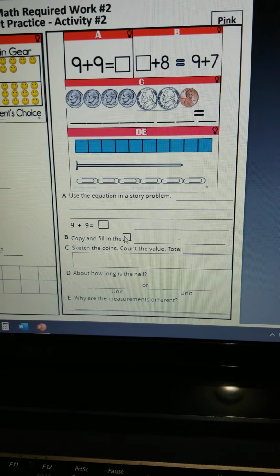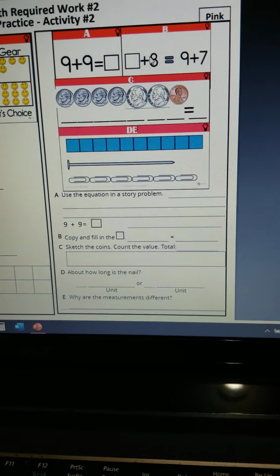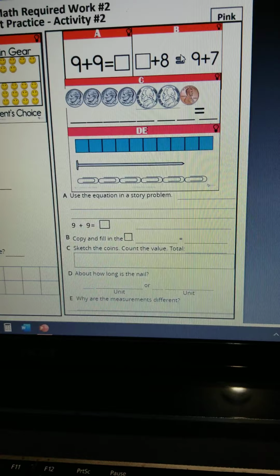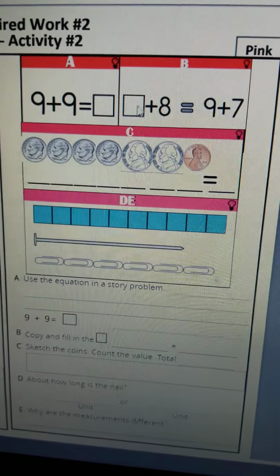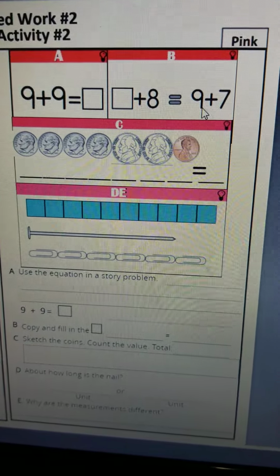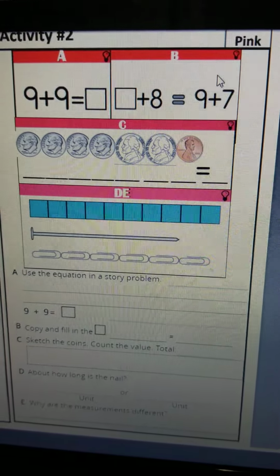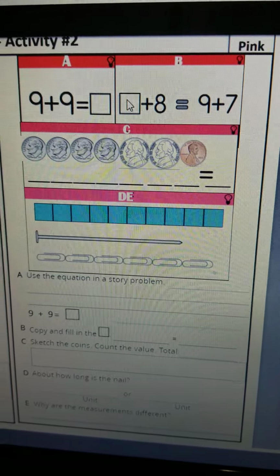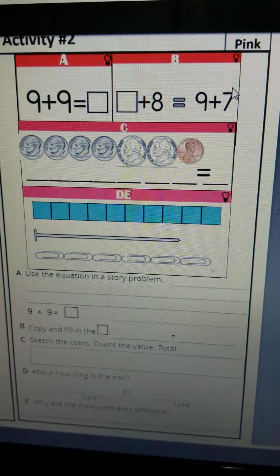B, copy and fill in the blank. On B, you have balanced equations. You have two addition problems on each side of the equal sign. In order for the equations to be balanced, both addition problems have to have the same answer. So figure out what 9 plus 7 is and write the answer above it. And then figure out on the other side what you need to add to 8 to get the same answer.